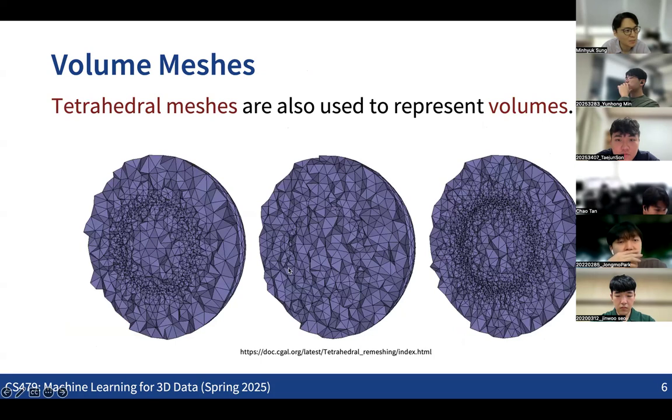So there are also volume meshes, which are not just having triangles, but having lots of connected tetrahedra inside the volume of this 3D surface. In that way, we can now also represent the volumes with vertices, edges, and faces as well. So those are very common representations.